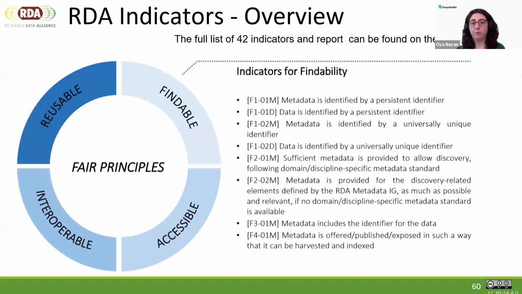Here you see an overview: we have 42 indicators and a final report on the 4 different FAIR principles. Those indicators expand on these FAIR principles. For example, when we have the principle that metadata and data are identified by a globally unique persistent identifier, they divide this into measurable parts and provide some guidance about how to evaluate a specific principle. Next slide, please.